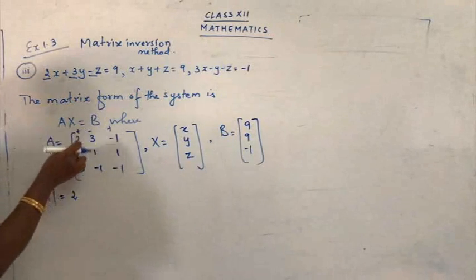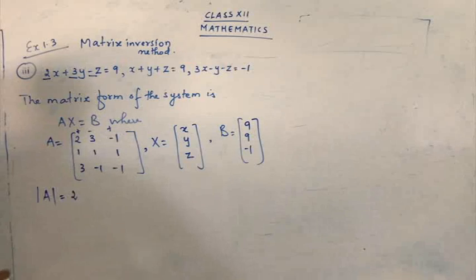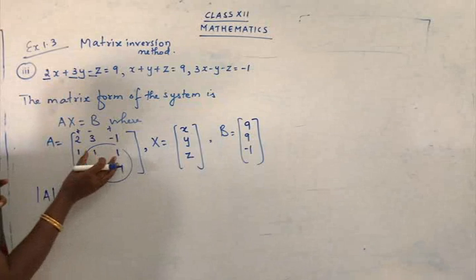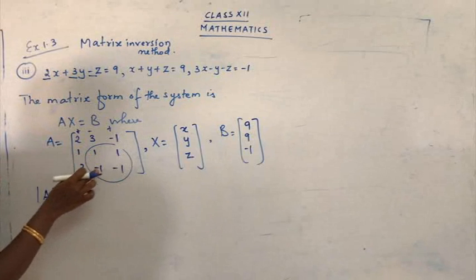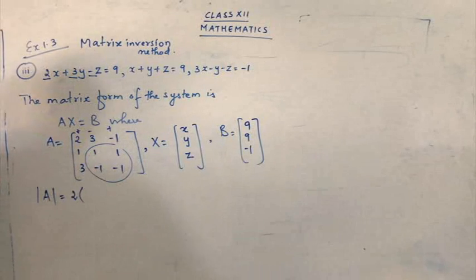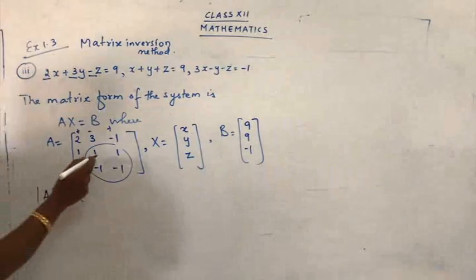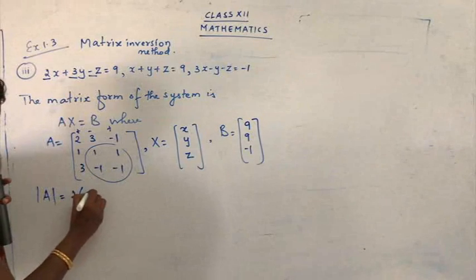Now you have to just leave the corresponding row and the corresponding column. And what are the terms left here? You have to take this matrix. So it's 1, 1, minus 1, minus 1. So what do you get here? Cross multiply and get the answer. It's 1 into minus 1, it's minus 1.